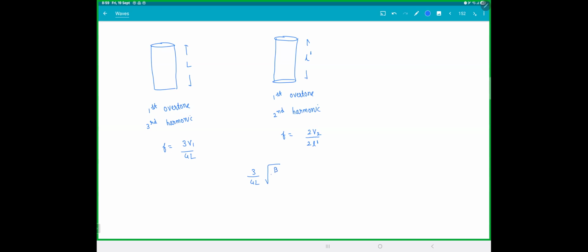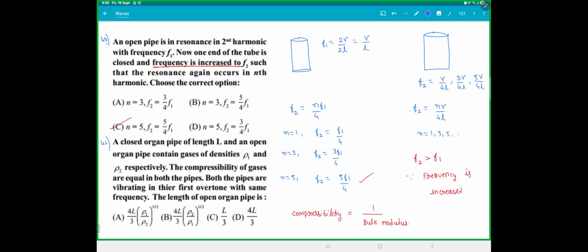This will be root over bulk modulus by rho 1. This is 1 by L dash root over bulk modulus by rho 2. So L dash will be 4L by 3 into (rho 1 by rho 2) to the power of half. First option, no?